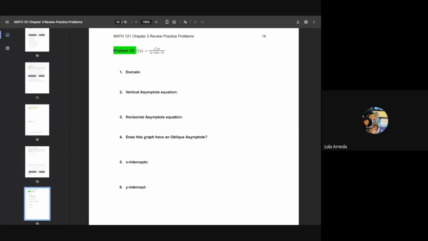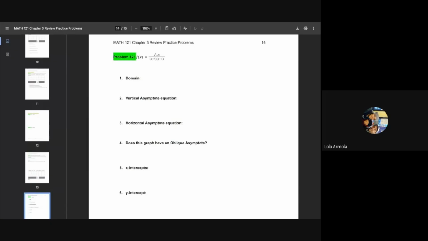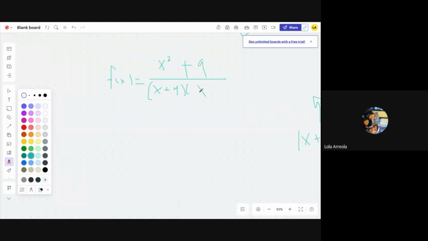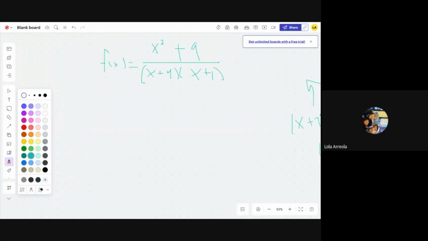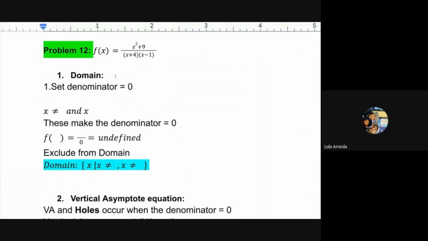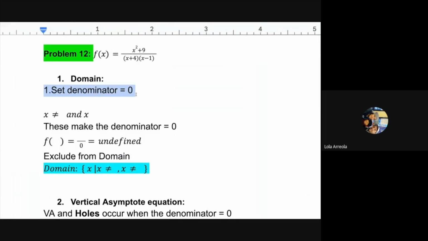So now for problems 12 and 13, we're dealing with polynomial functions that are fractions. This is known as rational expressions. So again, rational expressions are just a polynomial over another polynomial. Notice we have a polynomial over another polynomial. x squared plus 9 is a polynomial. x plus 4 times x plus 1 is another polynomial. To solve for the domain, the first thing we're going to do is set the denominator equal to 0. Why am I doing this?